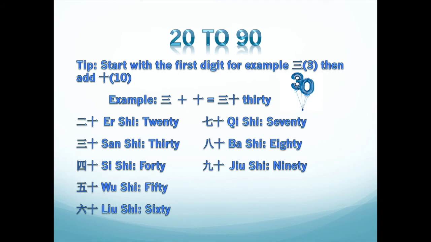Okay, so now we are going to learn the Mandarin numbers 20 to 90. There is also a helpful tip to help you remember these numbers. Start with the first digit. In this example, it would be san. Then add the number 10, which is shi. So, in this example, it would be san shi, 30.